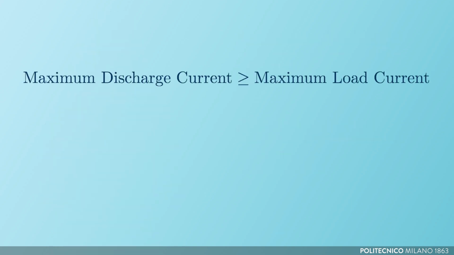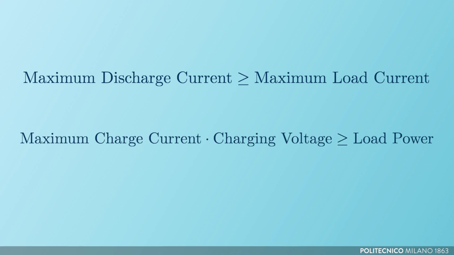The first one must be greater than or equal to the maximum current required by the loads. The second, instead, must be multiplied by the charging voltage of the battery. The result must be compared to the instantaneous power that is required by the load. In fact, if it is lower, the battery will drain faster than it recharges.